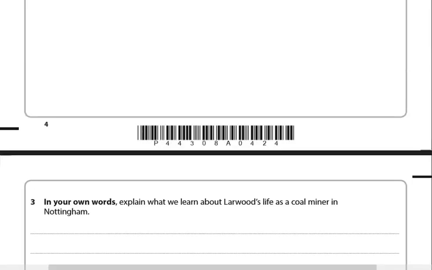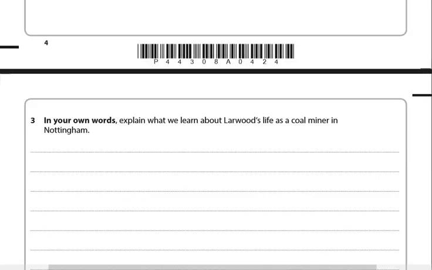When we look at the marks available for this, it's only worth 5 marks. So really you're looking for the 5 key points about whatever aspect it is, in this case Larwood's life as a coal miner, and then you're going to write about those in your own words without using quotations, without making direct references. So question 3 tests your skimming skills, it tests whether you can identify key points, and it tests whether you're able to express your ideas without relying on direct quotations, on the words of others. They want it in your own words.